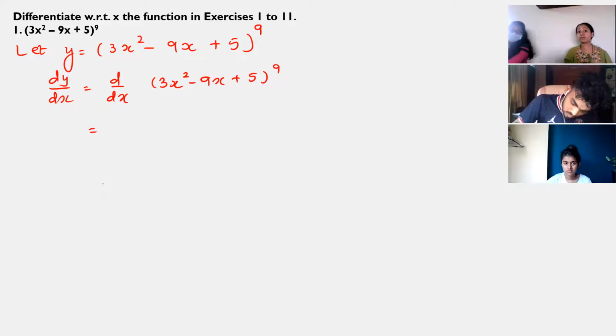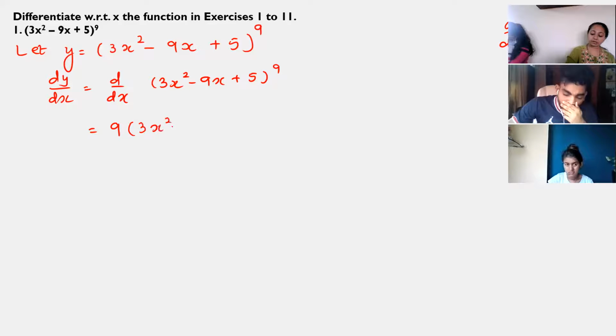Otherwise, if the power is in terms of x and all these things, we have to use a log part. It's not like that. Just remember d by dx of x to the power n is n into x to the power n minus 1. Using this method here, in place of n we have 9, and in place of x we have this full thing, 3x square minus 9x plus 5.